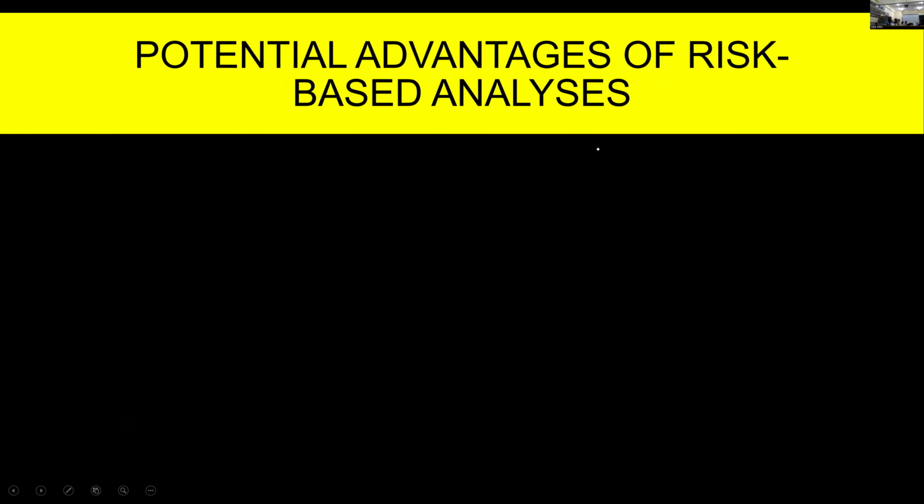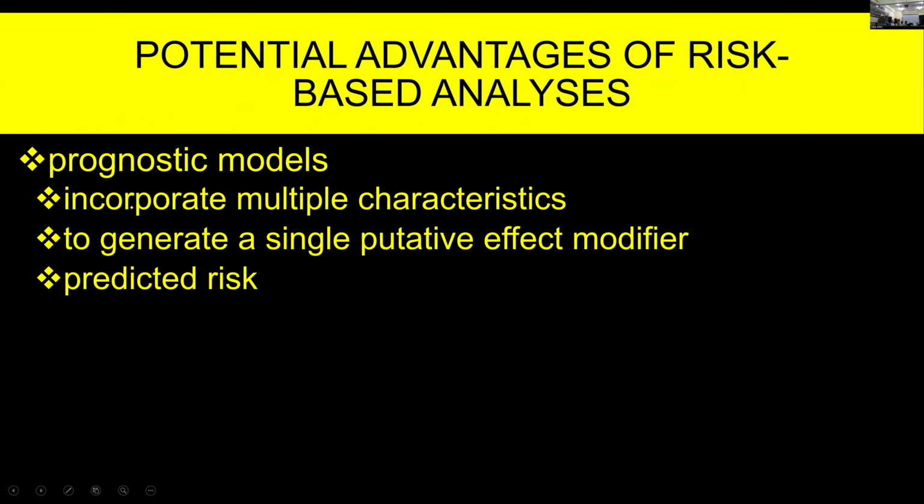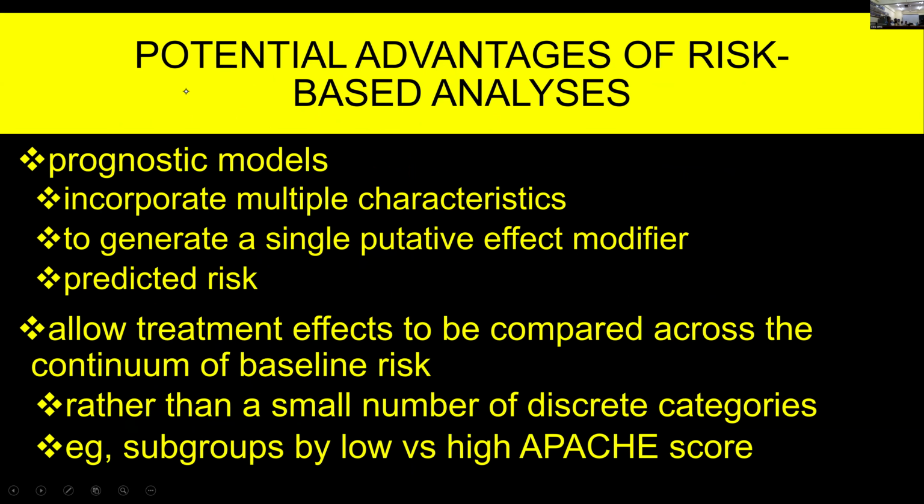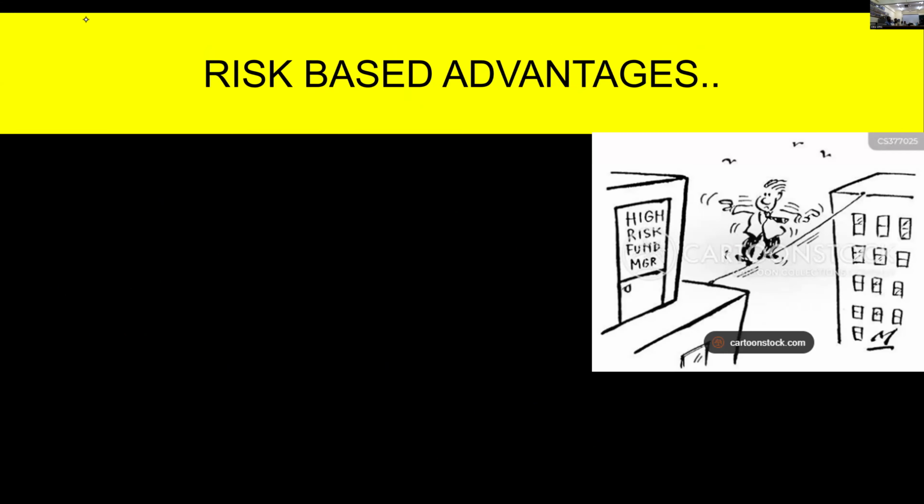Potential advantages of risk-based analysis. We can incorporate multiple characteristics to generate a single effect modifier of predicted risk. So for example, you may say that in my randomized controlled study, people with APACHE score will be stratified in randomization. So there are equal numbers of people with low APACHE score, moderate APACHE score, and high APACHE score. So I have stratified the groups into three, and I can see the subgroup effect, or at least make sure at baseline all people have equal numbers of sickness in the two groups. So that's one advantage of doing this.